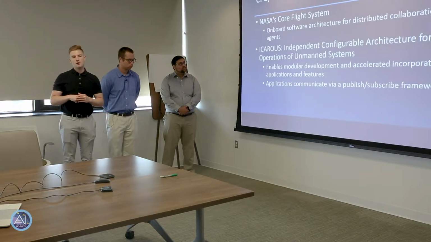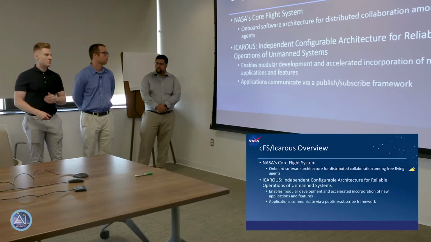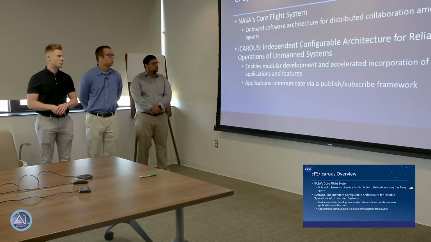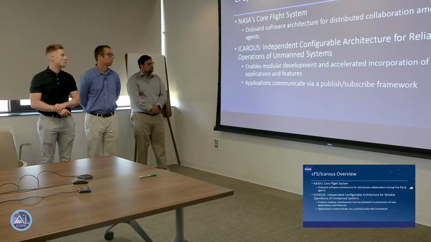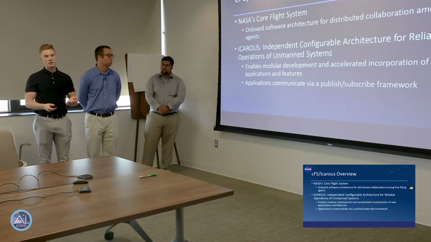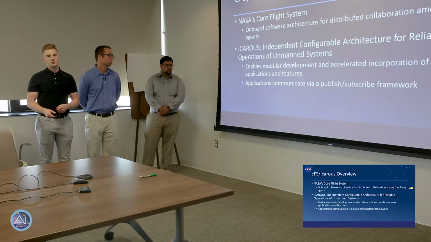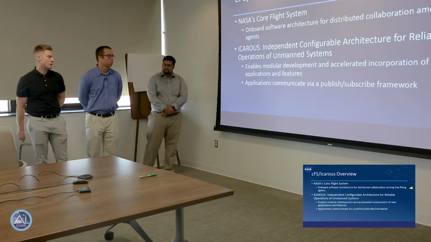So in order to enable this sort of demonstration, we have to have a software framework that we can start with. So what we start with is NASA's core flight system software, which is used for collaborative free flyer agents and such. And built on top of that, we use ICAROUS, which is developed within the branch, which is the independent configurable architecture for reliable operations of unmanned systems. And what this basically does is it allows us to add features very quickly through the use of applications. And then these applications are able to publish messages to each other over a software bus, so they're able to communicate directly.